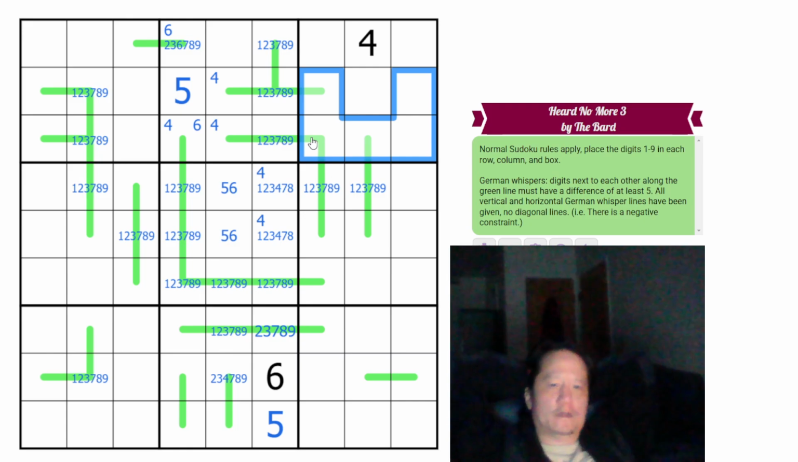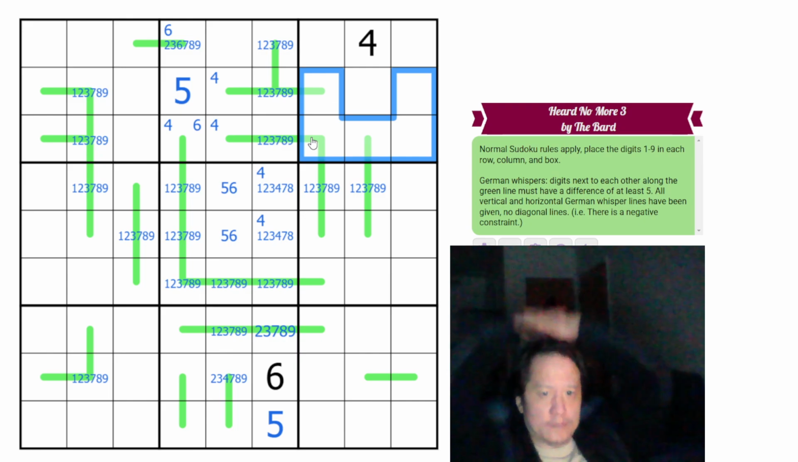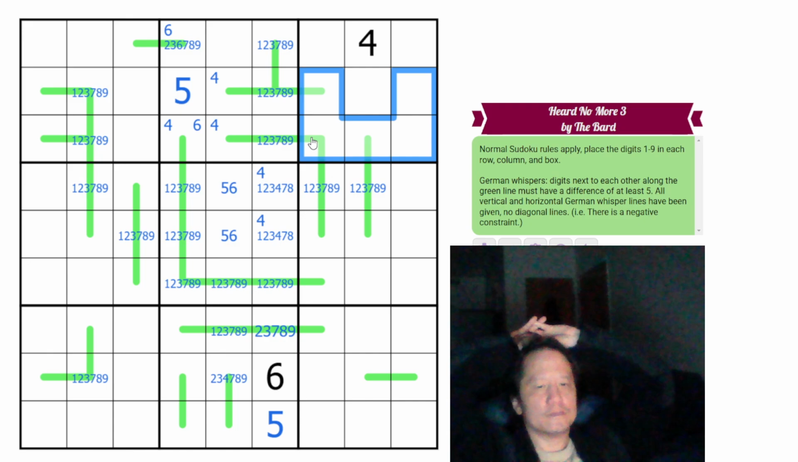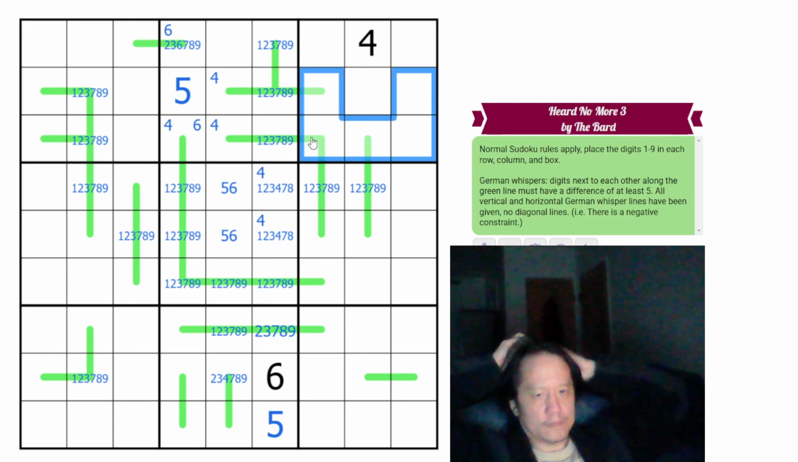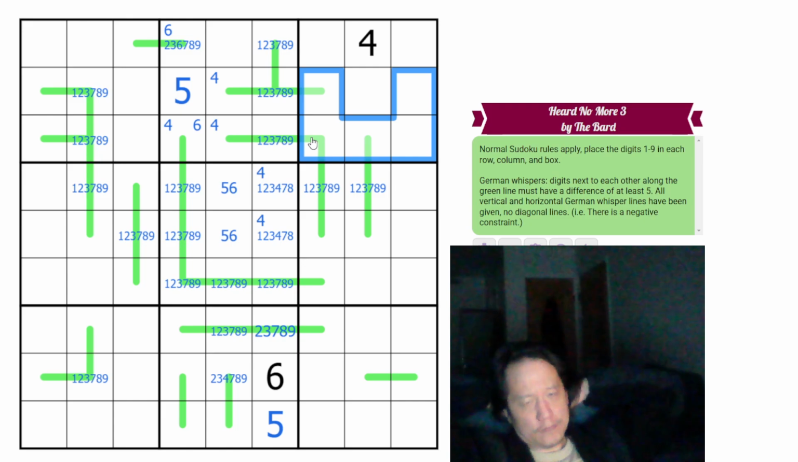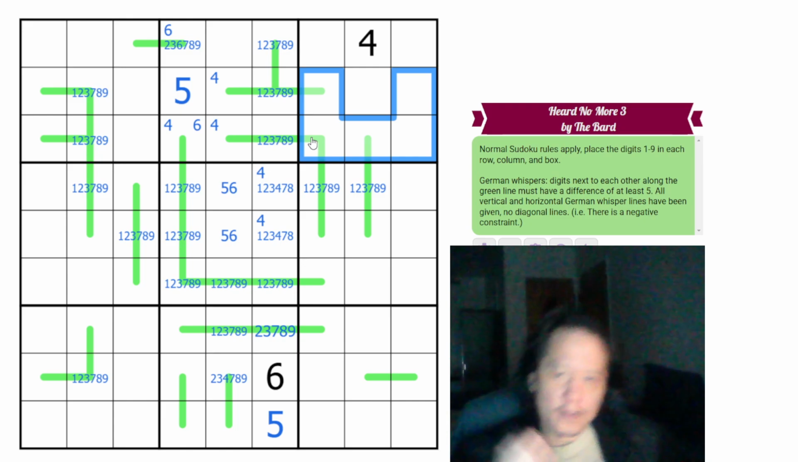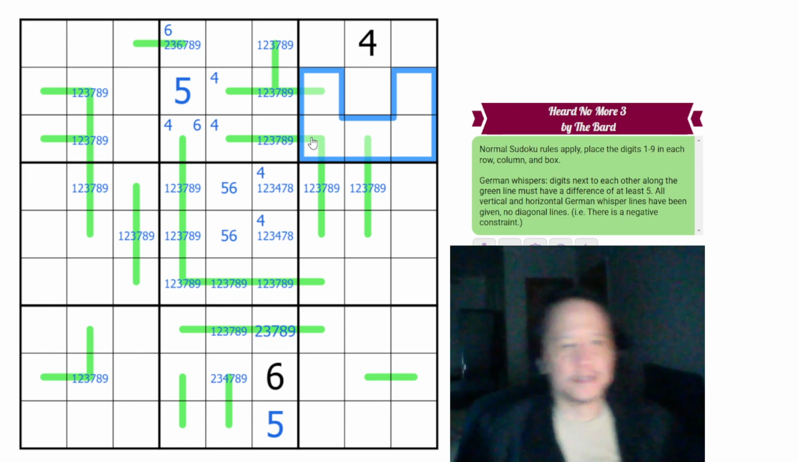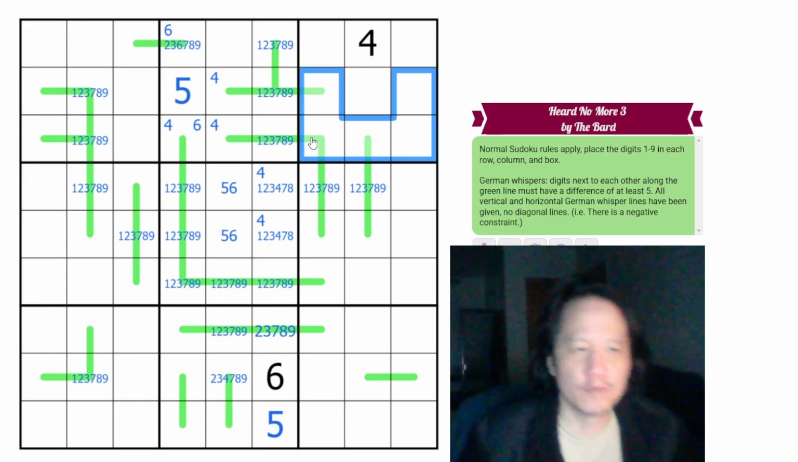Not sure. Yeah, this negative constraint is throwing me for a loop quite a bit.